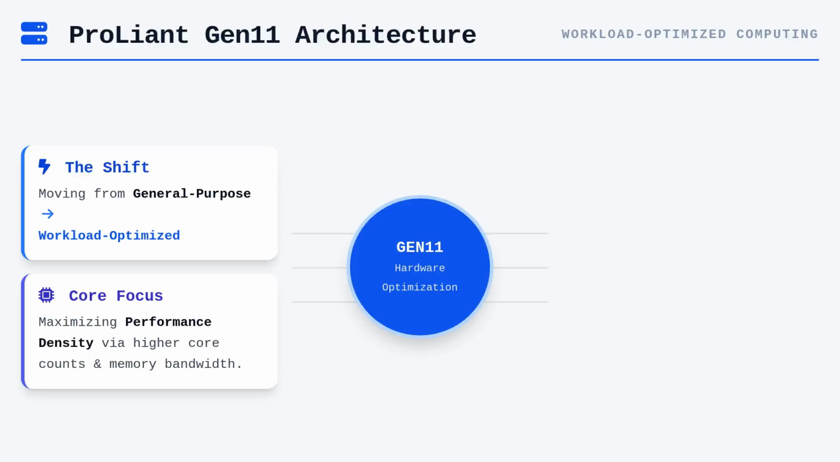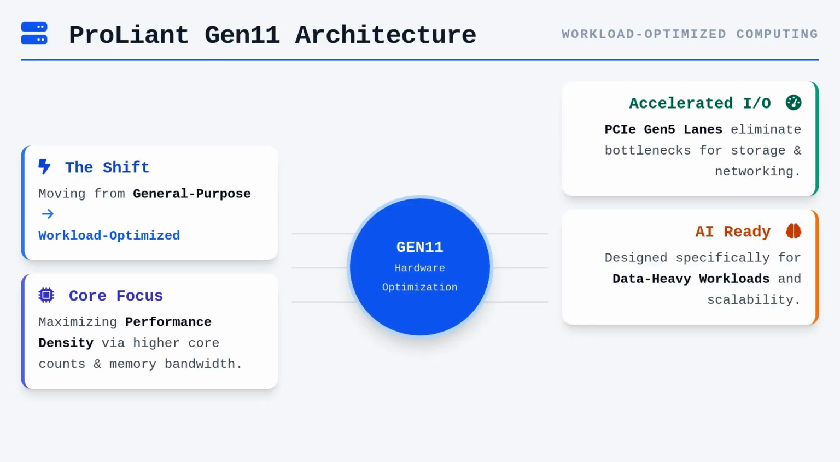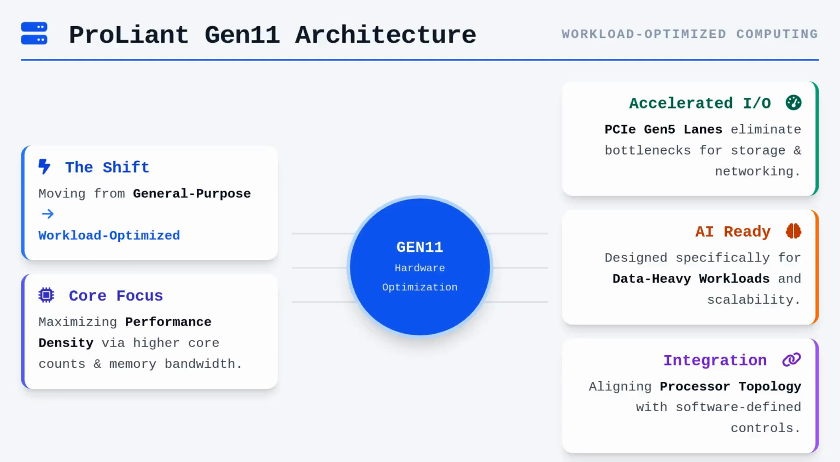When evaluating the architectural constraints, you must consider the relationship between the processor topology and the internal I/O throughput. Since HPE is focused heavily on accelerating AI and data-heavy workloads, the Gen 11 design incorporates balanced PCIe Gen 5 lanes to ensure that high-speed networking and storage controllers do not encounter bottlenecks during peak utilization. This hardware-level optimization is the first step in ensuring your hybrid cloud infrastructure remains scalable and performant.